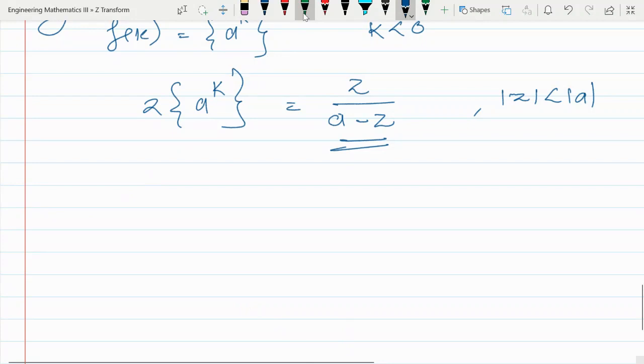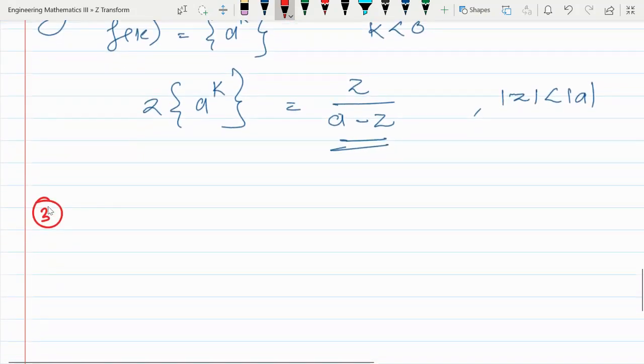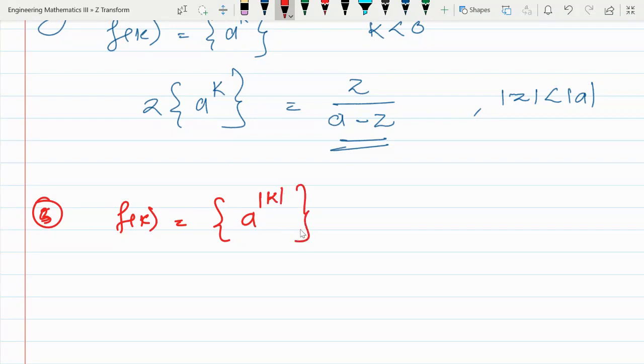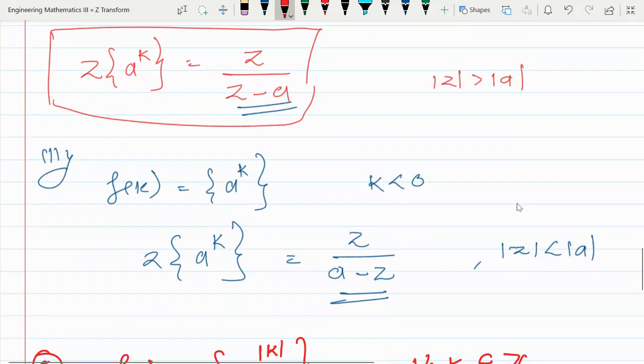And what is happening for this next function? Whatever that result number is, I have forgotten the number. So fifth maybe, suppose fk is equal to a raised to mod k, for all k belonging to the integer set. See, this result is actually the combination of the above two results, for less than and for greater than.